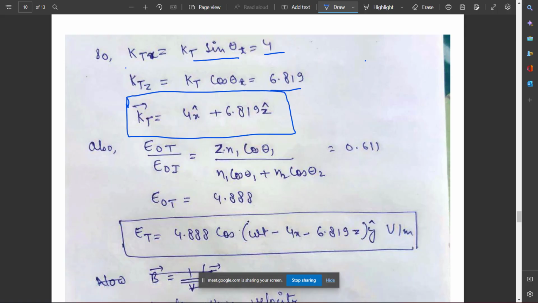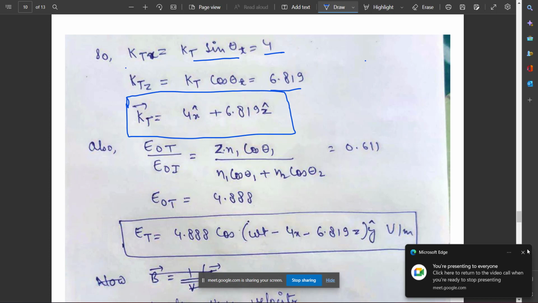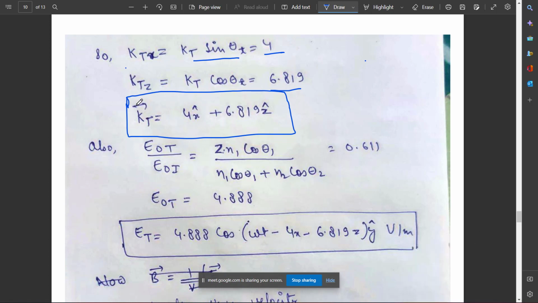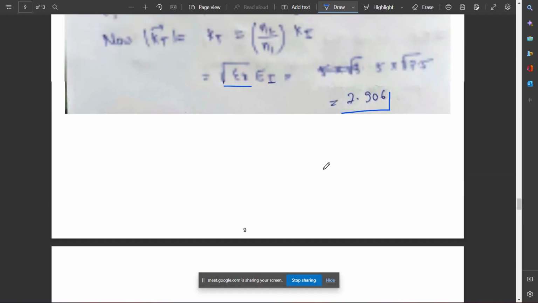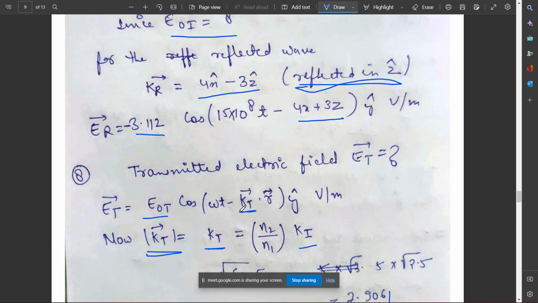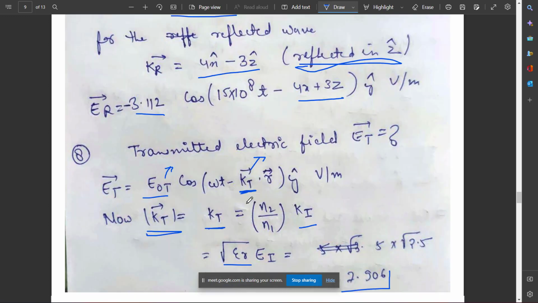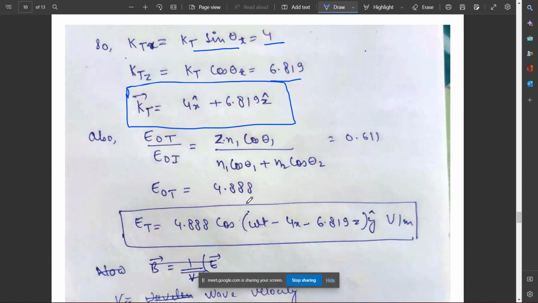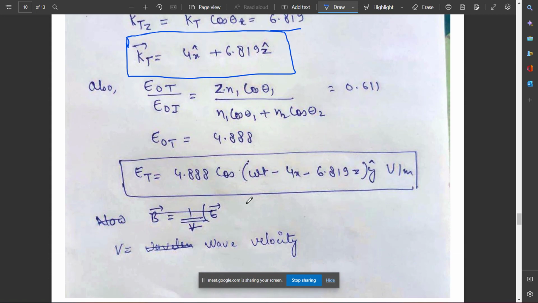आगे बढ़ते हैं। यस, हाँ, so we found the K2, right? We will put K2 here, like sorry, KT. We found KT. Here we will put KT. Now we have to find E naught T. If you see here in the transmitted electric field, only two values are unknown to us, right? E naught T and KT. So we found KT first, and then we will find the value of E naught T.